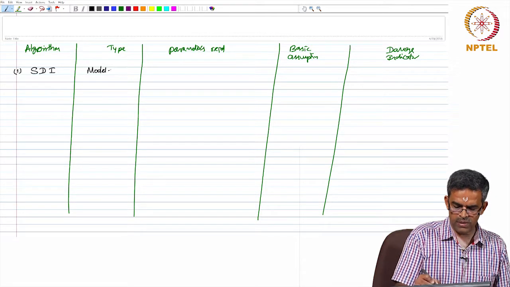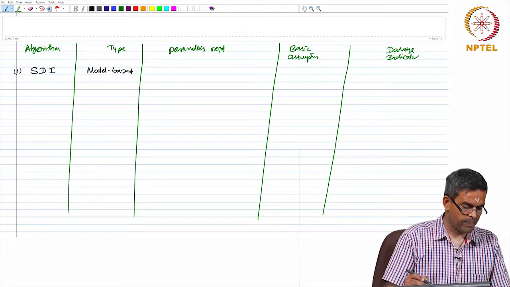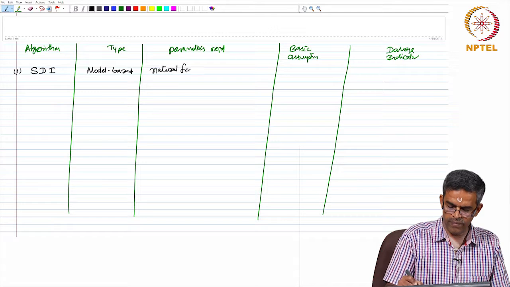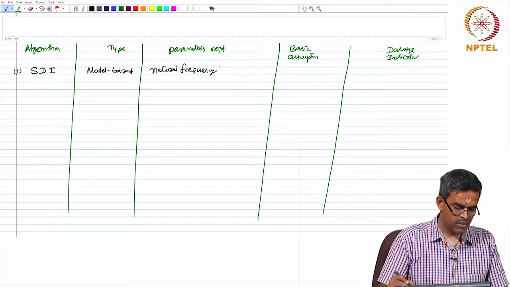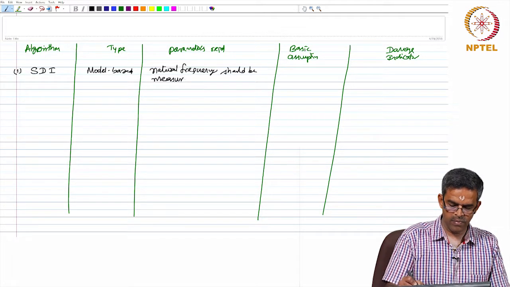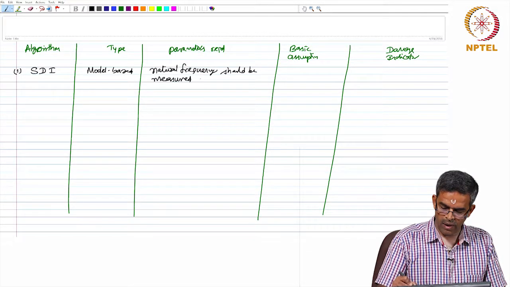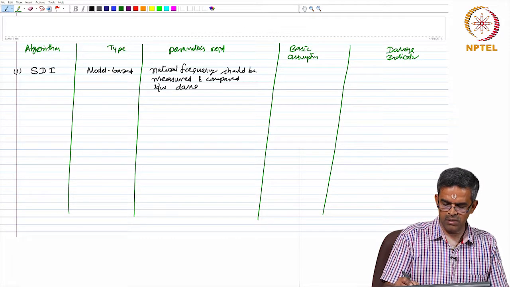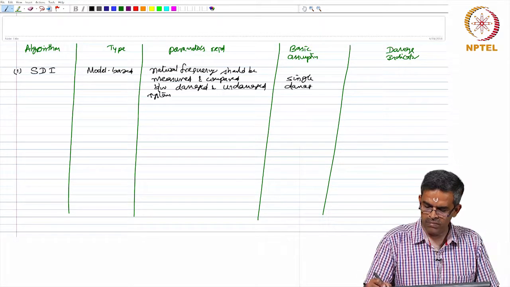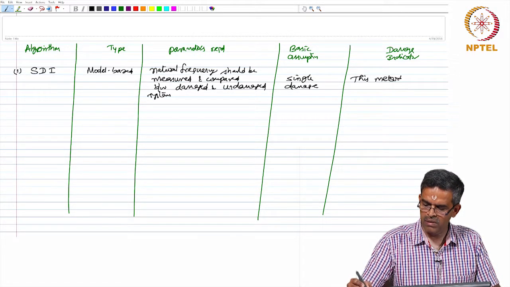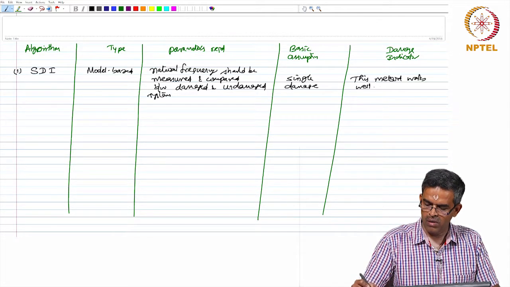The first algorithm we have seen is the single damage indicator, which is actually a modal based algorithm. In this case, natural frequency should be measured and compared between a damaged and undamaged system. And this method works well at the element level.